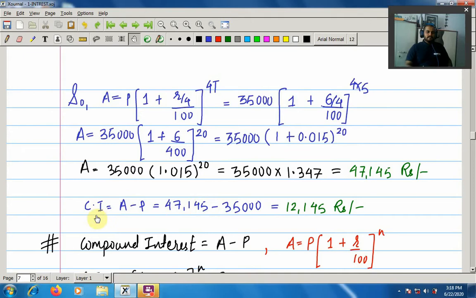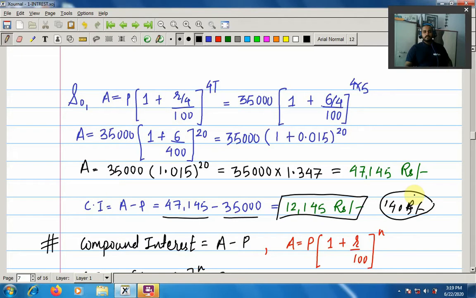Yes, the final thing is compound interest is 47,000 minus 35,000. So this is the interest earned when I am compounding quarterly. So 12,145. So 140 rupees extra than compounded half yearly.